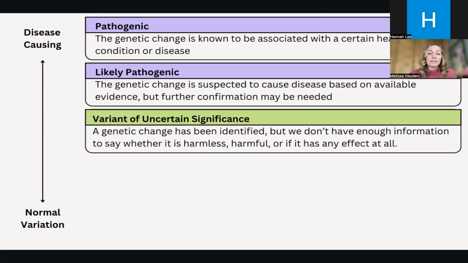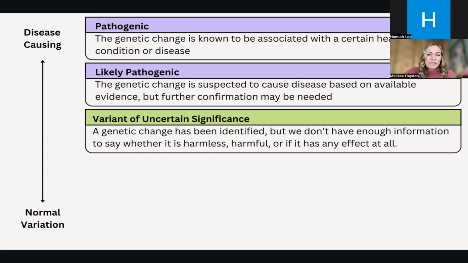We've discussed variants of uncertain significance in our other videos, but to recap, they are when a genetic variant or change has been found, but we don't have enough information to say whether it's harmless, harmful, or if it has any effect at all. This can happen because there isn't enough research on that specific variant, or it may be found in people without health issues.